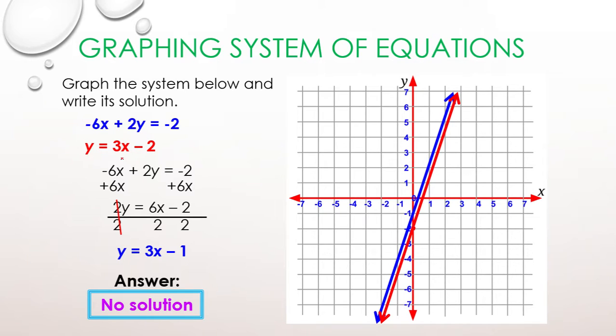But if you look at the two equations, slope, same. Both have a slope of 3, but the y-intercept, one has -2, the other one has -1. And that's how you know they are parallel.